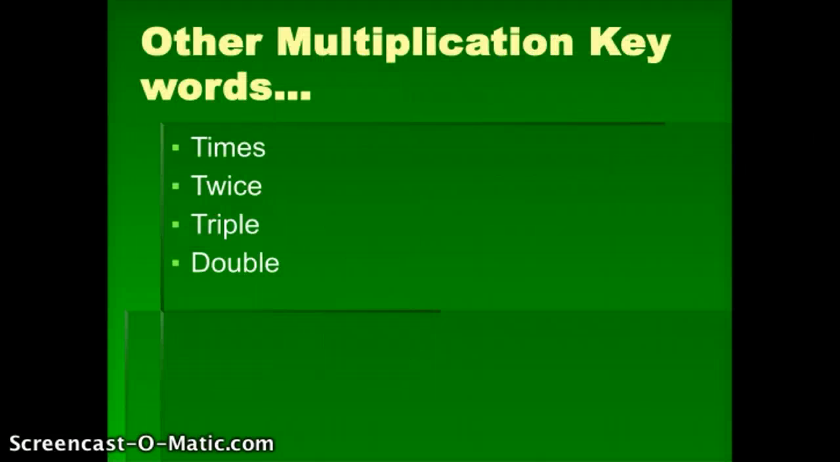Some of the other key multiplication words are things like times, like 3 times 4. Or I might use the term twice. Twice is the same as saying 2 times something. Or if I'm going to triple a number, I'm going to multiply it by 3. Instead of saying twice, I also might say double that number. Doubling is the same as repeated addition, doing repeated addition twice.